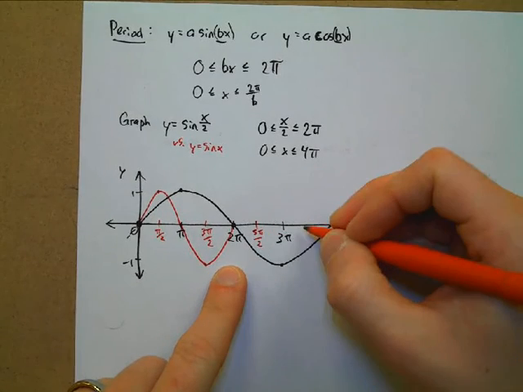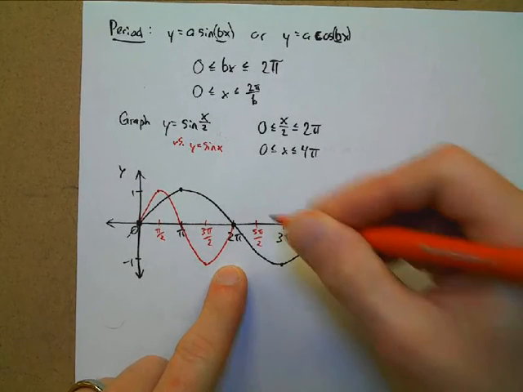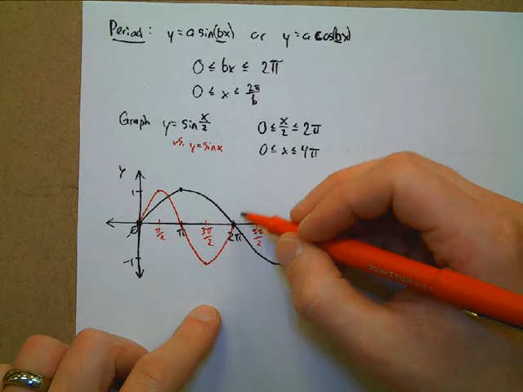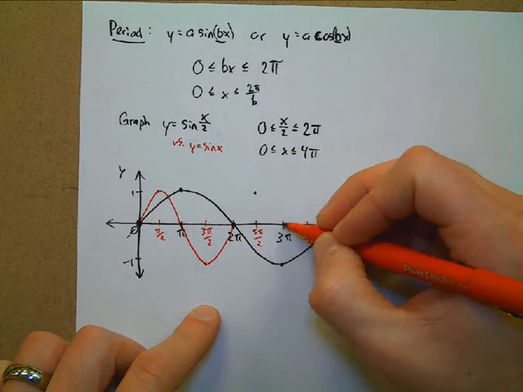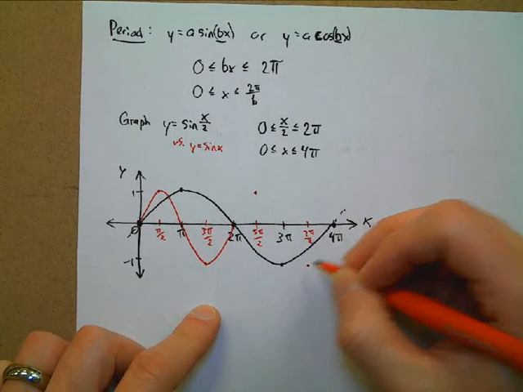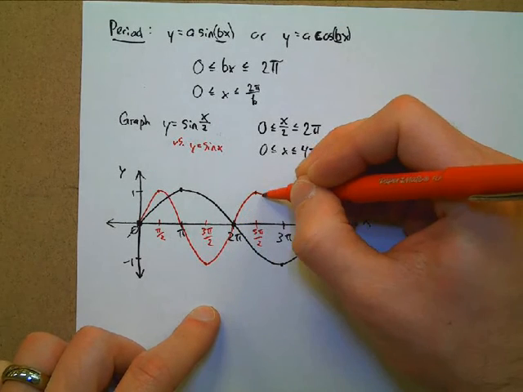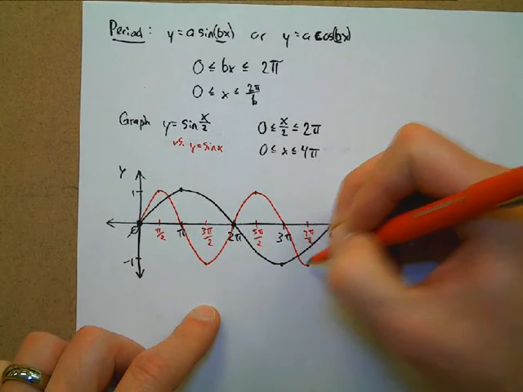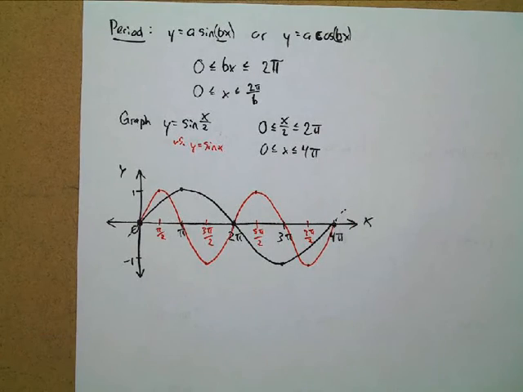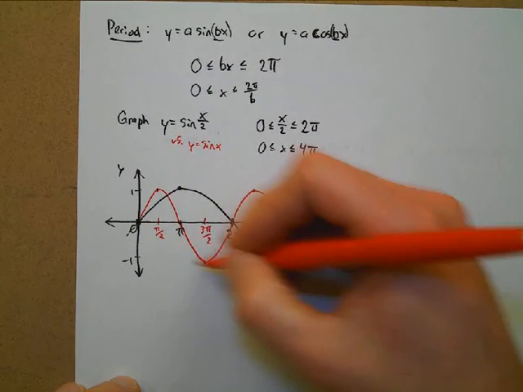Questions on any of that? Okay. So the graphs I'm going to give you guys now for your assignment are going to have just amplitude, just period, shift, or a combination of those too. Okay. So there it is. I'll get you guys started on that. Here's your assignment.